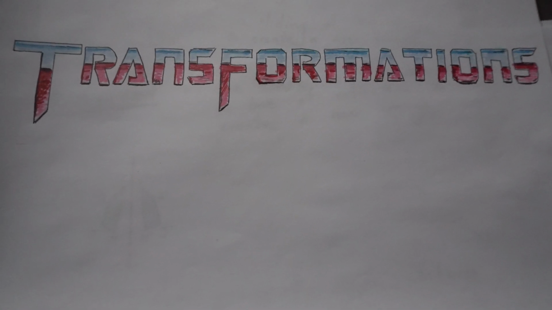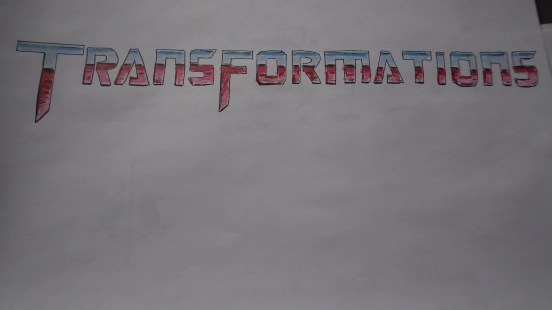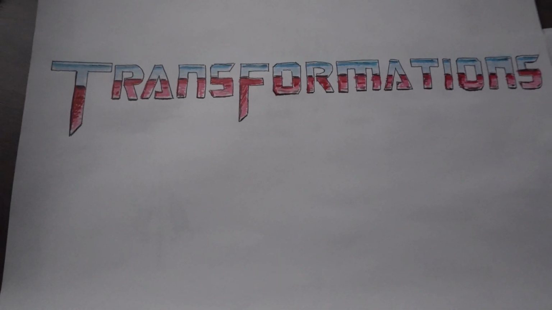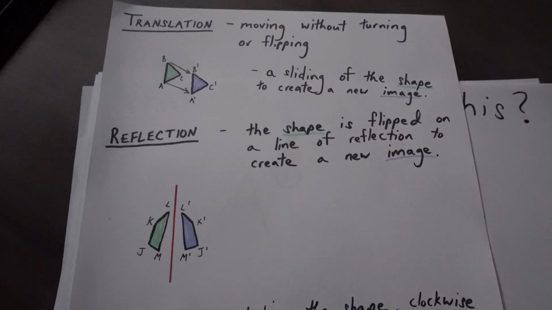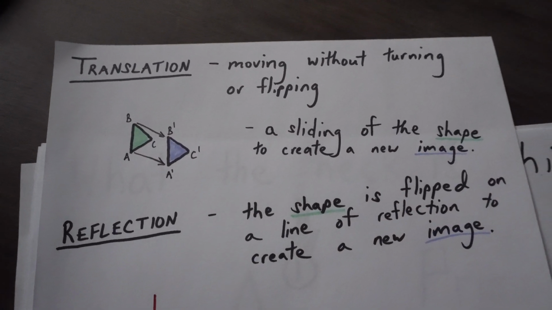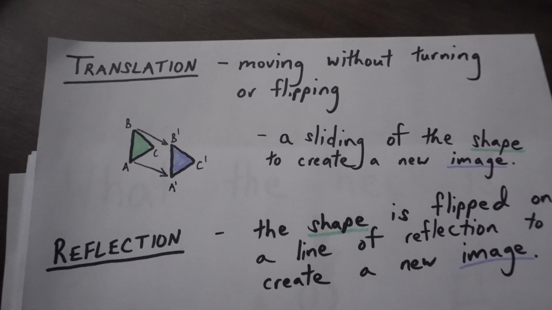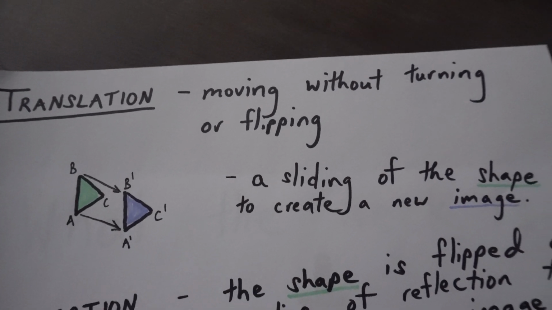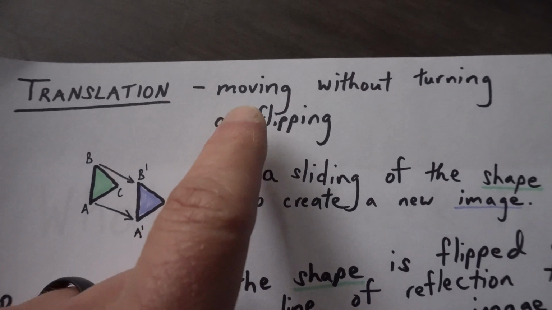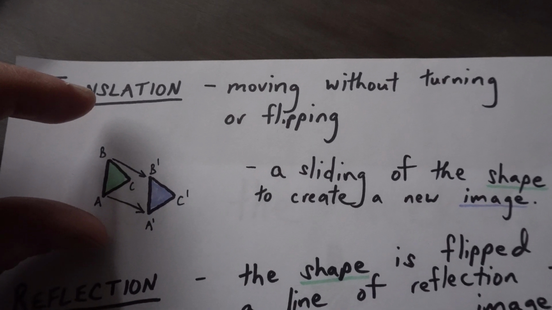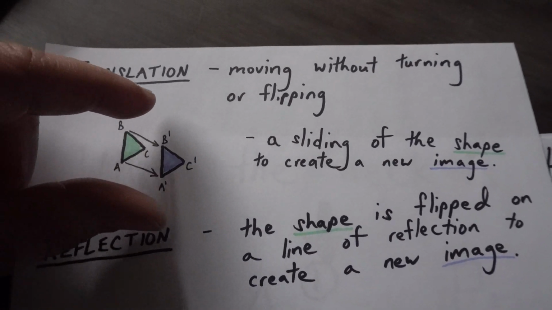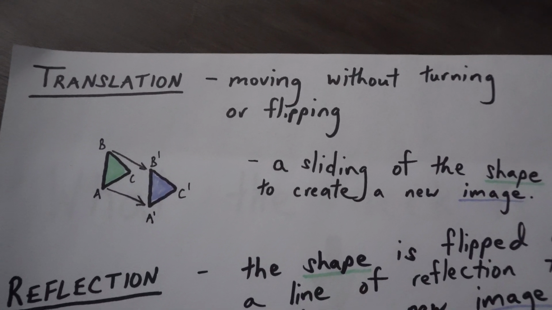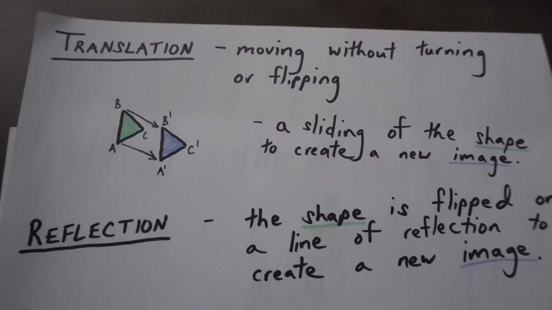All right, so today we are talking about transformations and how they are much, much more than meets the eye. When we're talking about transformations, we're talking about ways that you can move a shape on a coordinate grid. The first way that you can do that is a translation. A translation simply means moving without turning or flipping. You take this shape and you're simply sliding it to a new spot to create a new image. You can do that up, down, side to side, or a combination of both.